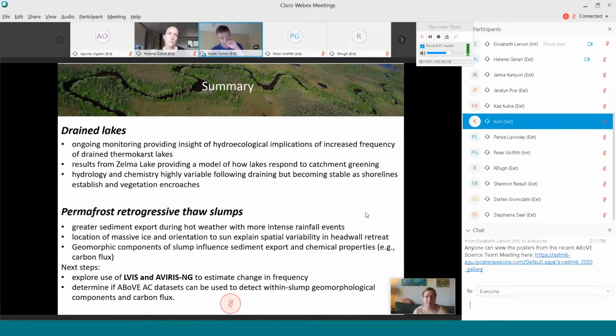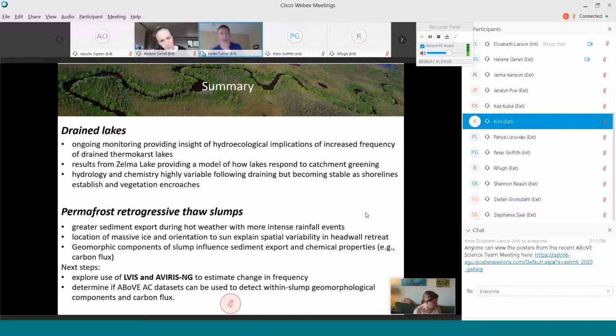Regarding the permafrost retrogressive thaw slumps, we have greater sediment export during hot weather and more intense rainfall events, even if average rainfall is lower over the course of the summer. The orientation relative to the sun is an important factor, in addition to the location of massive ice, for determining how much headwall retreat is going to occur.